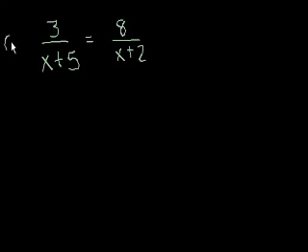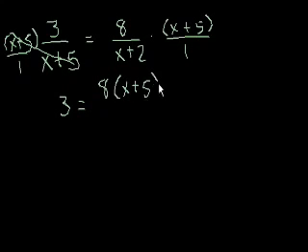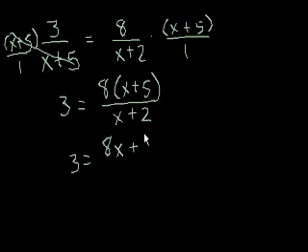Well, just like we did before, we multiply both sides of this equation by x + 5. You could say (x + 5)/1 times (x + 5)/1. On the left-hand side, they get canceled out. So we're left with 3 is equal to 8 times (x + 5), all of that, over x + 2. Now on the top, just to simplify it, we once again just multiply that 8 times the whole expression. So it's (8x + 40) over x + 2.